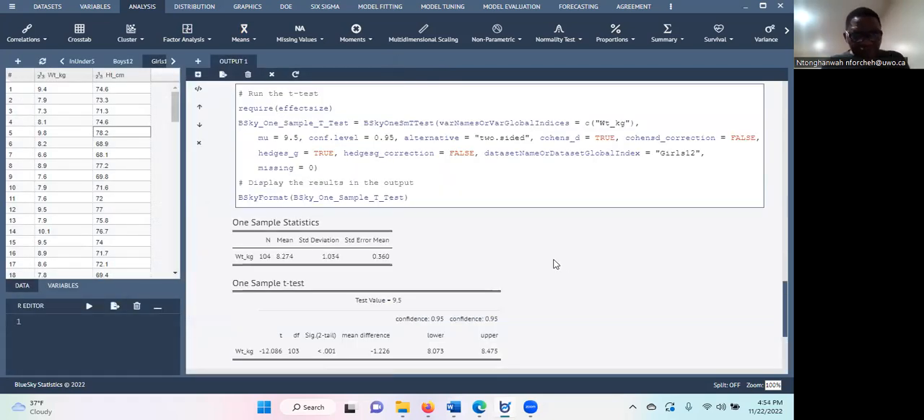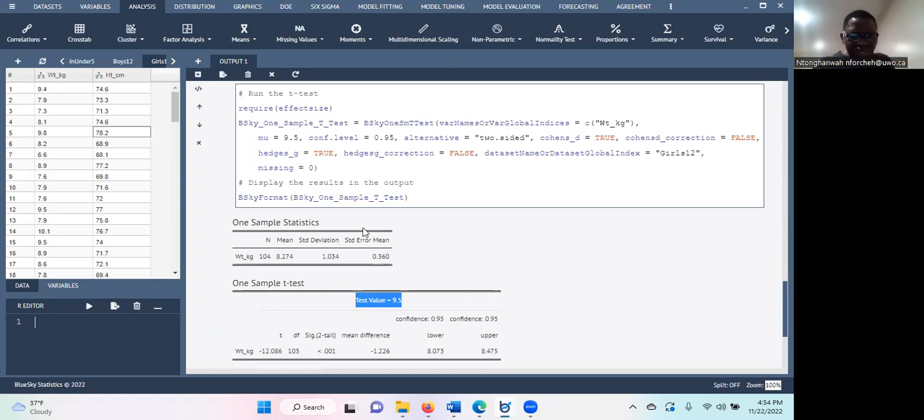What do we find? Our null hypothesis there, H naught: mu equals 9.5. It's a one sample t-test. What do we find? There are 104 girls, 12 months of age in this sample, and their mean weight is 8.2. The standard deviation is 1.034. The standard error, again, is the standard deviation divided by the square root of n, so it's 1.034 divided by the square root of 104.